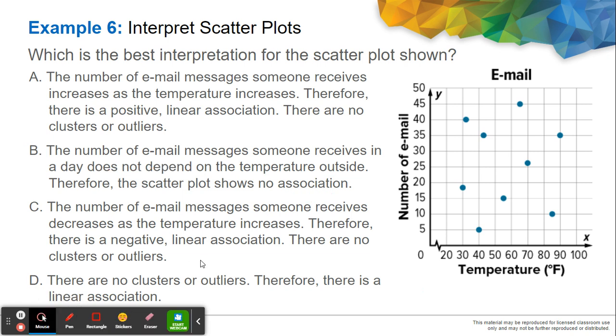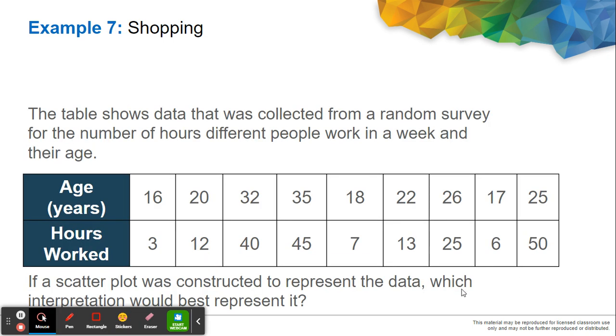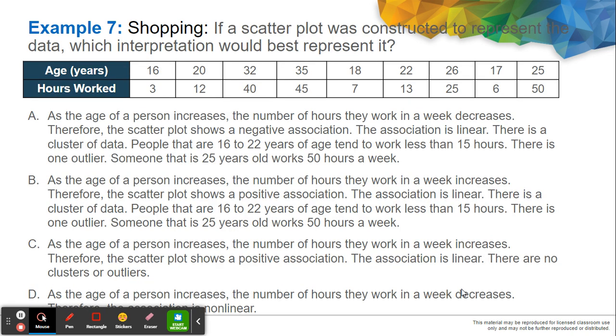Moving on to our next example. What about this one? The table shows data collected from a random survey of the number of hours different people work in a week and their age. If a scatter plot was constructed to represent the data, which interpretation would best represent it? Let's go over the choices. Try to imagine making a scatter plot: which one do you think will be the best interpretation of that data?